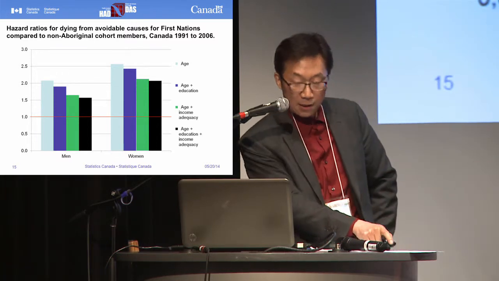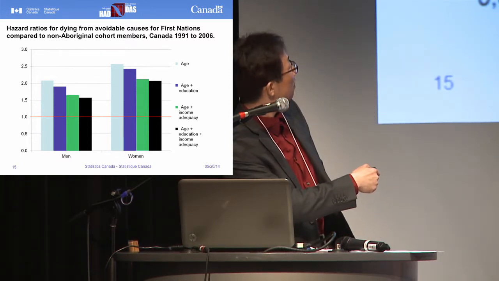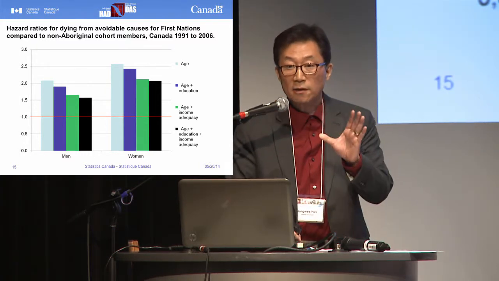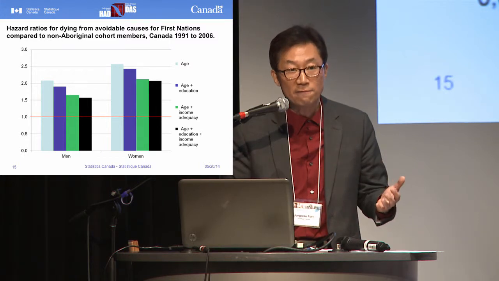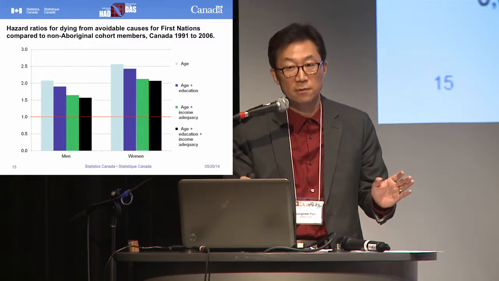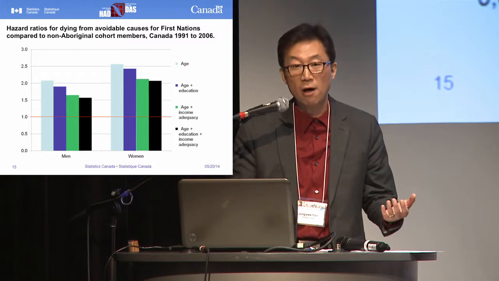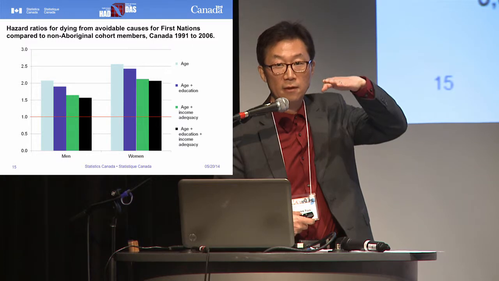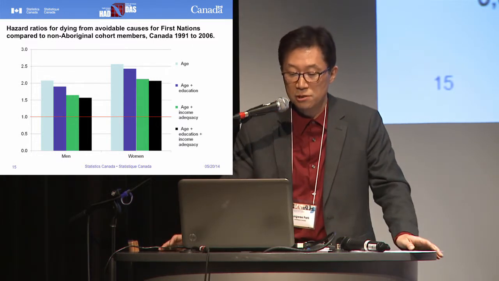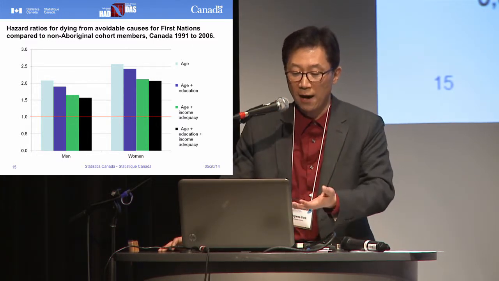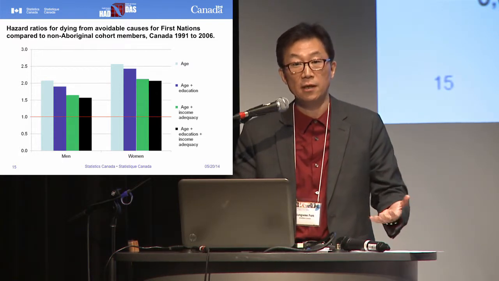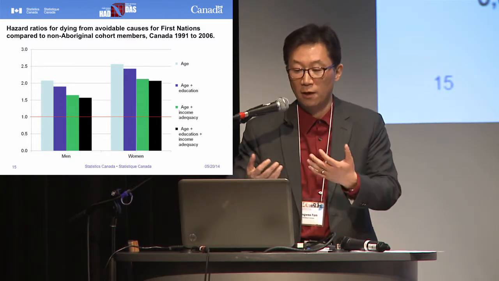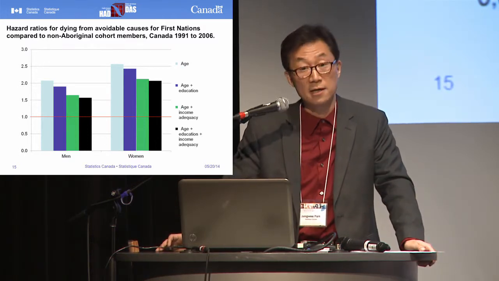So the red line, the cross, indicates that if we have no difference, no inequality, then the graph should end there, at 1. But we have the hazard ratio of 2 or 2.5, things like that. So that means existence of inequality in terms of avoidable death here.